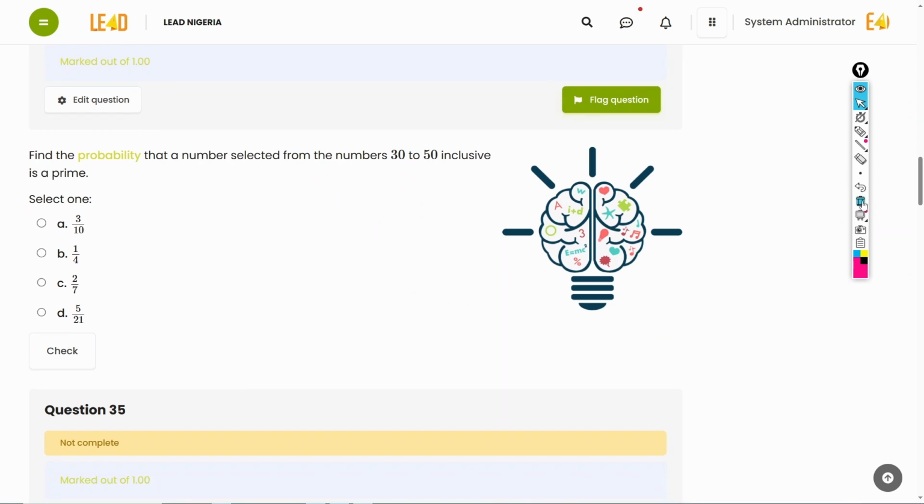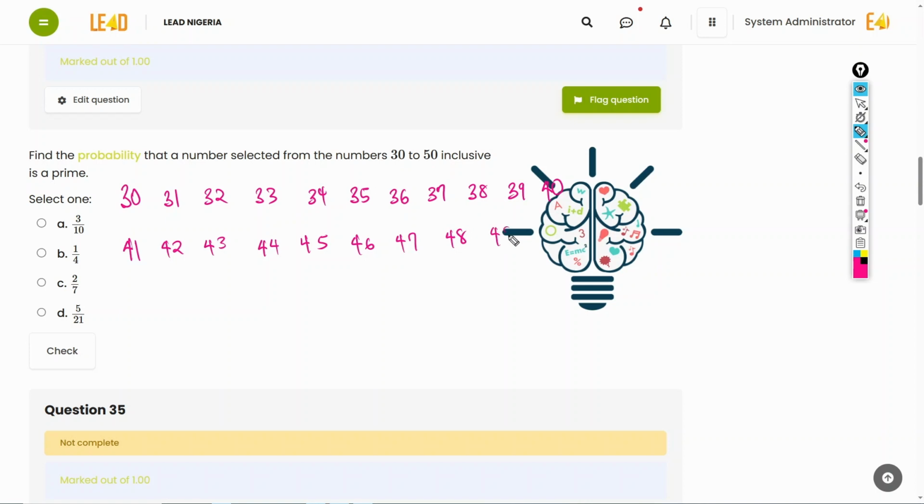Grade 4. Find the probability that a number selected at random between 30 and 50 is prime. Okay, so 30 to 50 inclusive. So let me write it out. 30, 31, 32, 33, 34, 35, 36, 37, 38, 39, 40, 41, 42, 43, 44, 45, 46, 47, 48, 49, and 50.